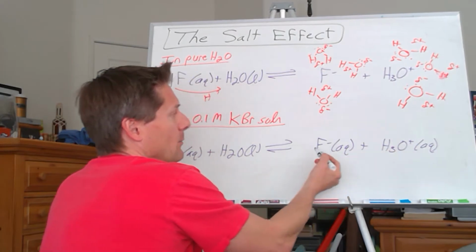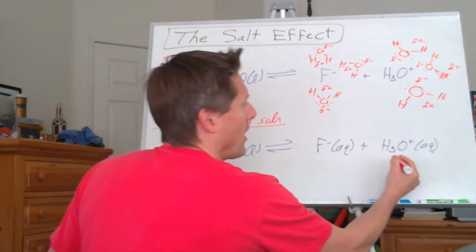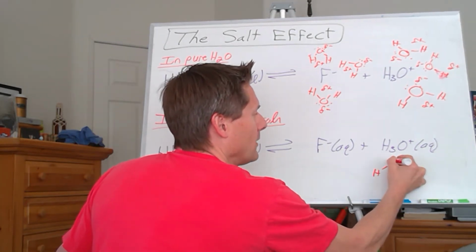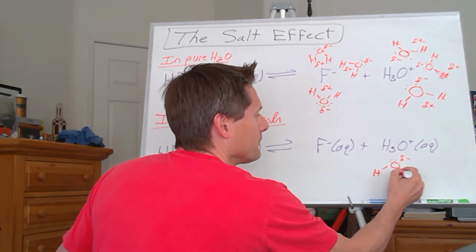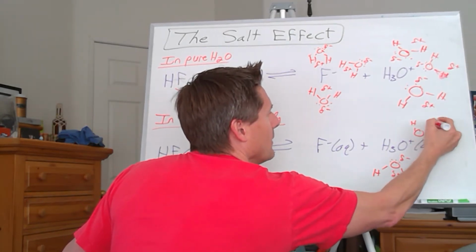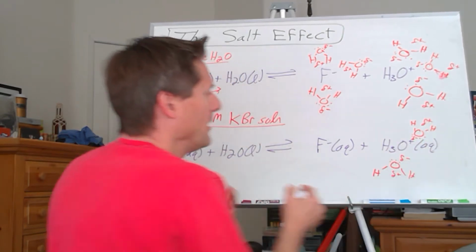We've got the hydronium, we've got the fluoride, so we're still going to have some water. I'll draw a couple water molecules here. You're still going to have lots of water floating around. Here and here, you get the partial negative.